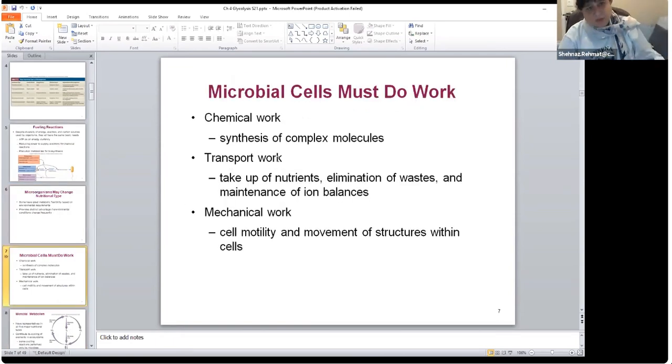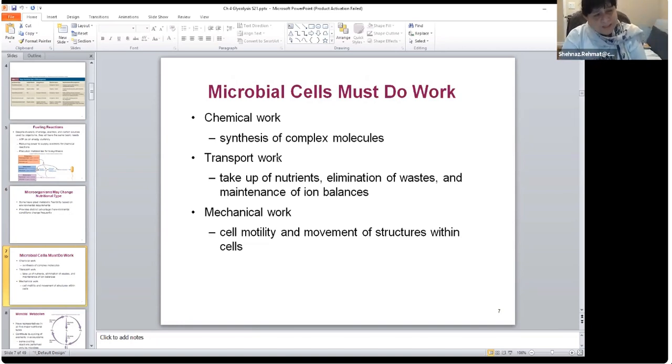Right? So cells must do work, we know that. And what is this work that we are talking about? What kind of work do they do? They have to do chemical work where they synthesize complex molecules. Each cell has to use transport systems for transport work, where nutrients are to be taken in, waste products have to be eliminated, and also to maintain ionic balance from inside to out. This kind of transport work also requires your energy sources or your oxidation reduction potentials there.